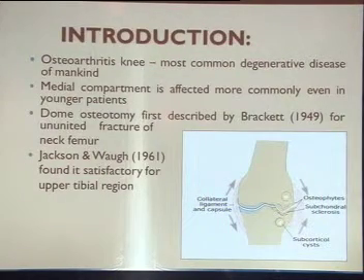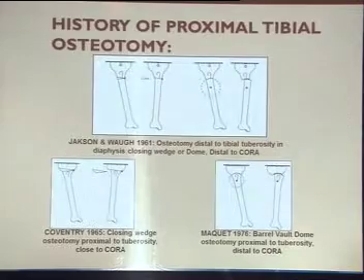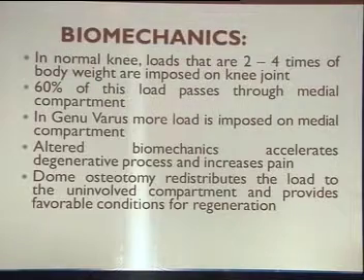Osteoarthritis of the knee is the most common degenerative disease of mankind. The medial compartment is affected more commonly, even in younger patients. Dome osteotomy was described by Beckett, then Jackson and Watt. There are two types of osteotomy, focal dome and dome osteotomy. Going to the history, Jackson and Watt in 1961 described osteotomy distal to the tibial tuberosity. Some say closed osteotomy proximal to distal to the CORA, McQuaid, both osteotomies proximal to the tibial tuberosity but distal to the CORA. There is a lot of confusion about where the osteotomy should be.